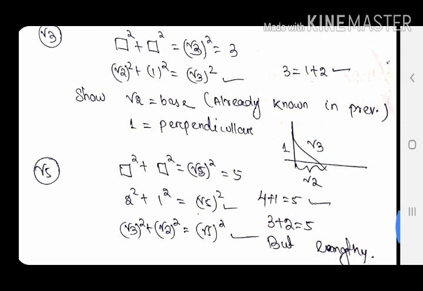Their sum is the given value, just like √5. So its square is 5. Think of two such square numbers, that is 4 plus 1 is 5. So 4 is 2 squared, 1 is 1 squared.